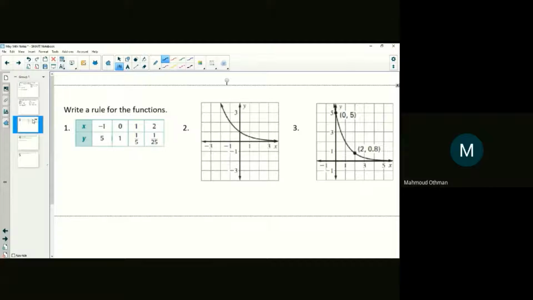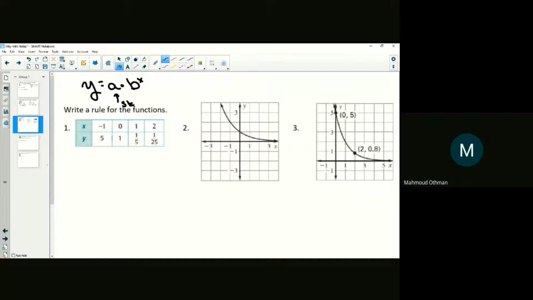Write a rule for the functions. Remember that the basic rule for exponential functions is y equals a times b to the x, where a is your starting value. B is the rate. So I know from here that (0, 1) is my starting value.